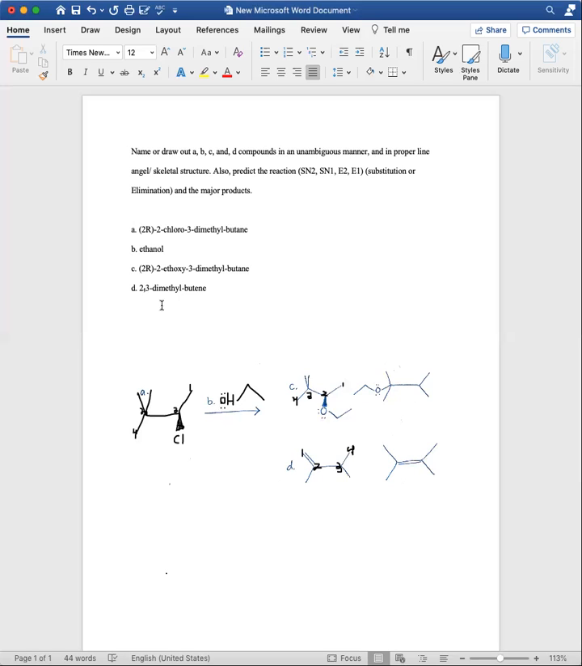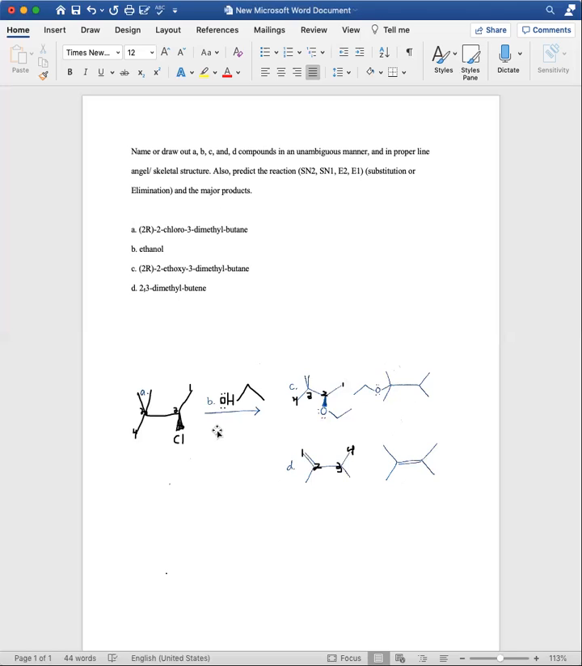So always just remember there is no space and nothing should be capitalized, and it should always be in alphabetical order. So we're going to go for the next step, which is to predict the reaction, SN2, SN1, E2, E1, substitution or elimination, and the major product.